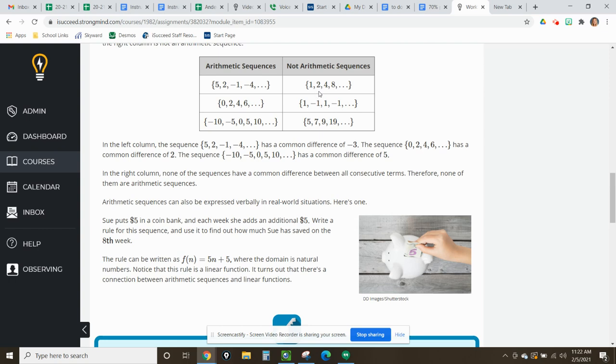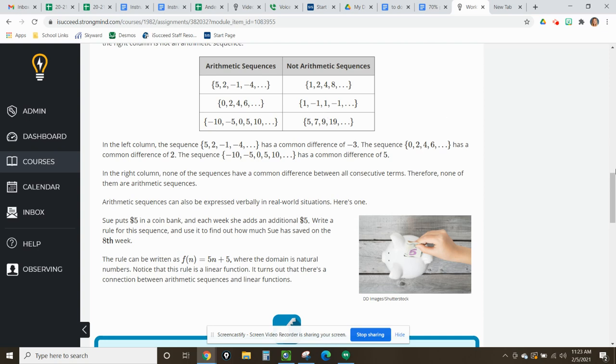Now some over here, these are not arithmetic sequences. To get from 1 to 2, I would add 1. But to get from 2 to 4, I don't add 1. And to get from 4 to 8, I don't add 1. I'm not adding the same thing every time. So that's not an arithmetic sequence. Same thing here, to get from 1 to -1, that would be subtracting 2. And then to get from -1 to 1, it's not subtracting 2. So these ones don't follow the arithmetic sequence pattern.